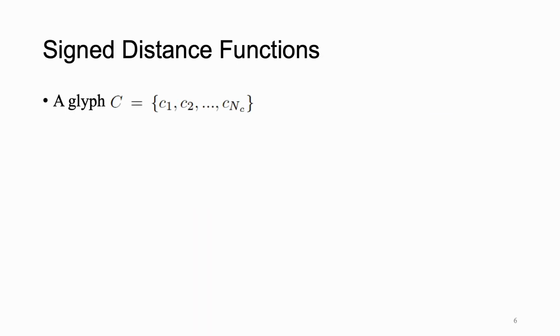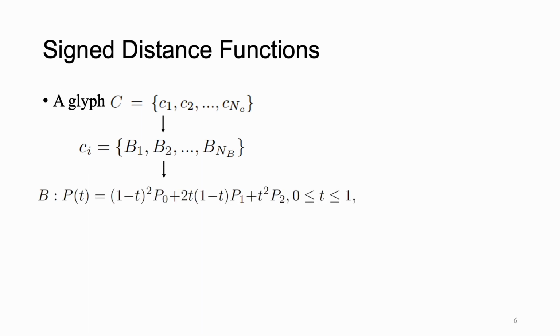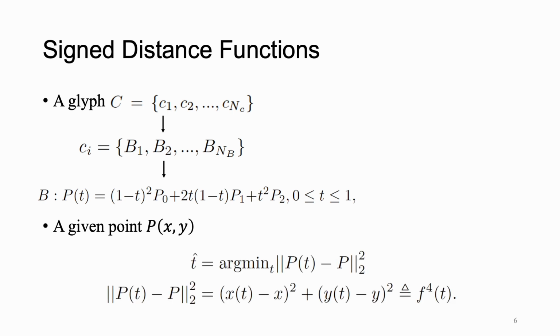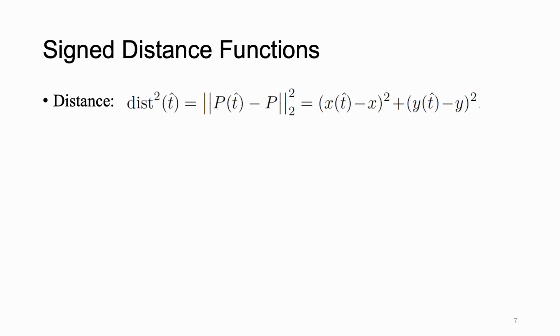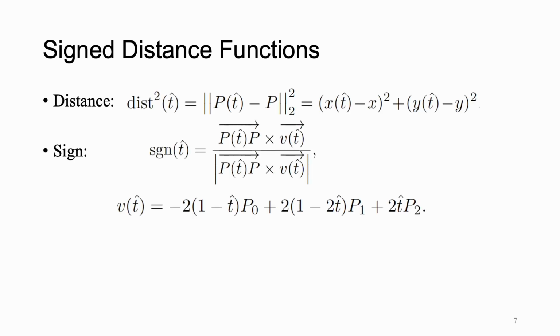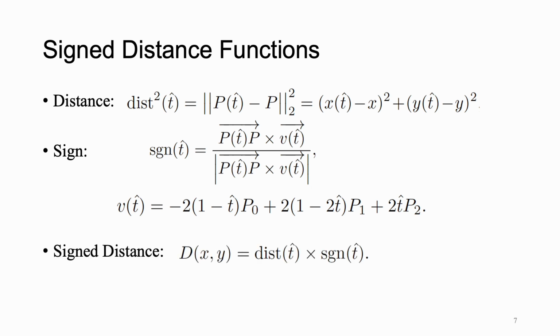We consider glyph G to be a set of N_C contours C_i, and each C_i is defined as a sequence of Bezier curves. To generate practical vector font libraries, our model adopts the quadratic Bezier curves B, which is defined like this. Given a point P_xy, we need to find its nearest curve B-hat and the corresponding parameter t-hat. After obtaining t-hat, we can calculate the distance value and its sign, where V_t denotes the derivative of P_t. Finally, the signed distance is computed like this.